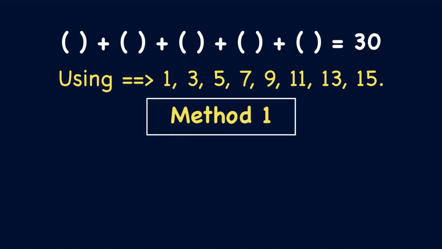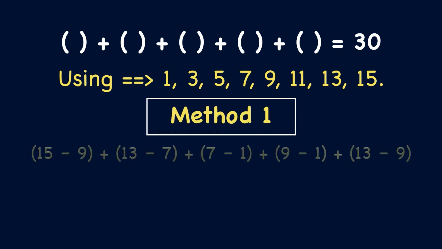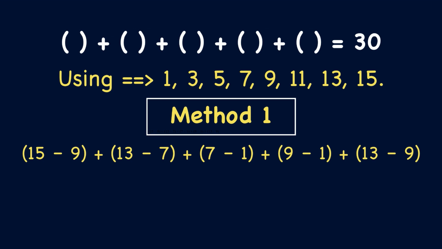So in method 1, we can achieve the result of 30 by using the minus operator or subtraction operator inside the brackets with the digits. This is how we can achieve the solution using subtraction. Fill the first bracket with 15 minus 9, second with 13 minus 7, third with 7 minus 1, fourth with 9 minus 1, and the last with 13 minus 9.